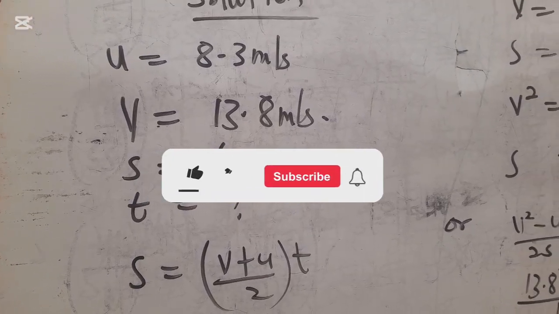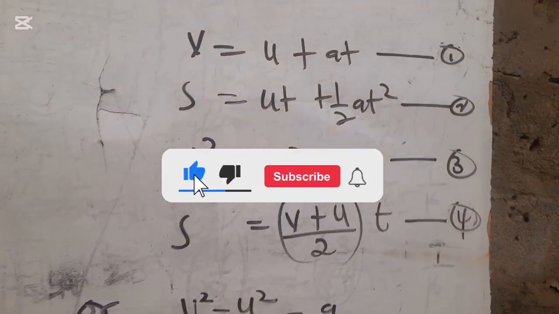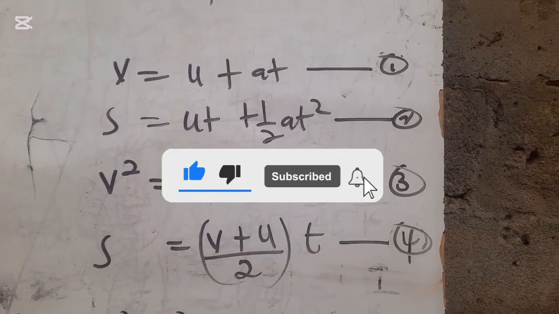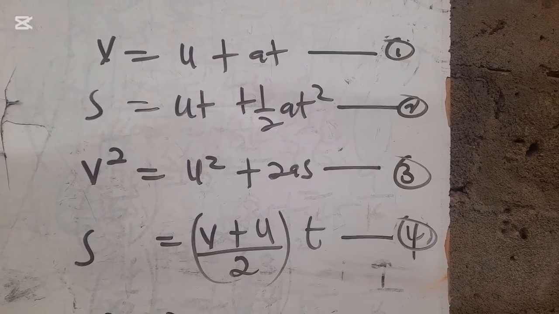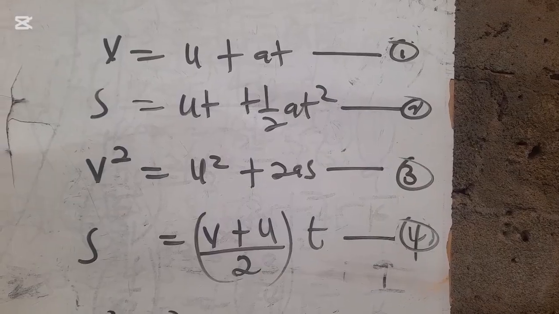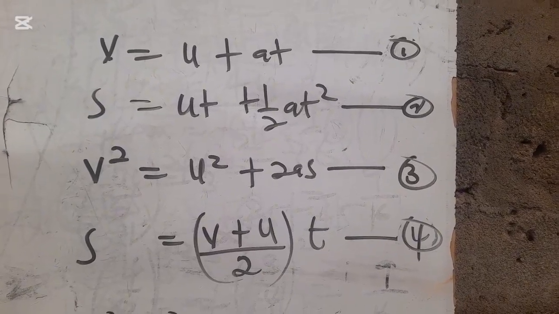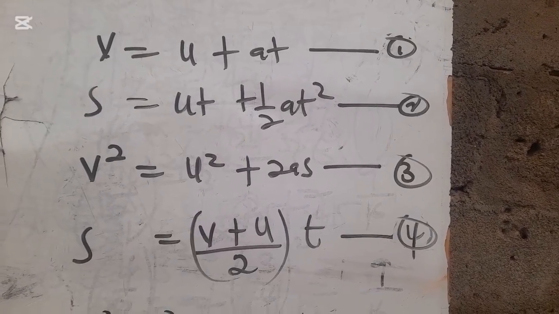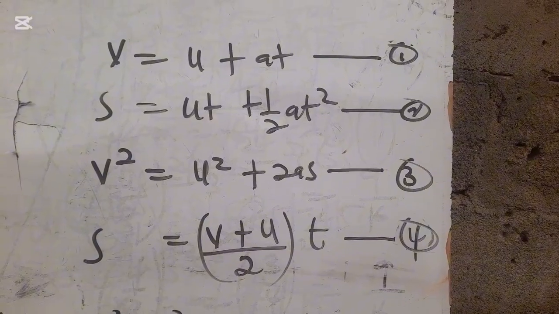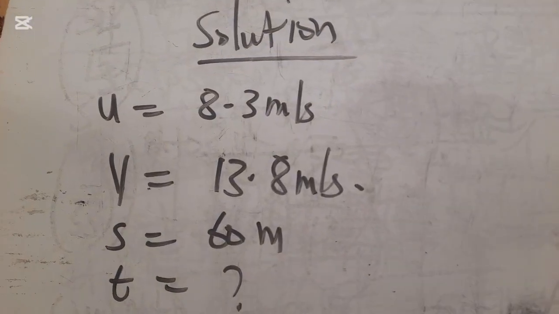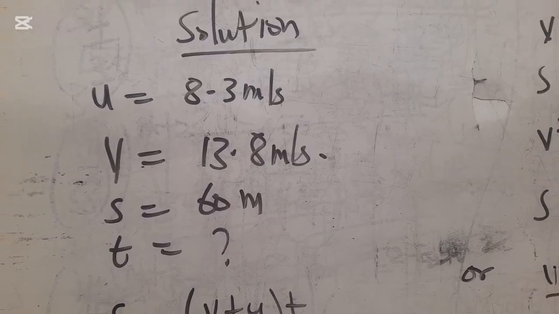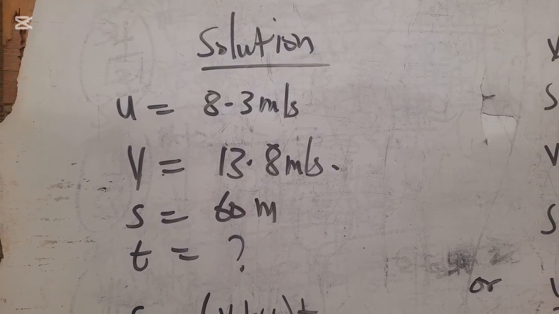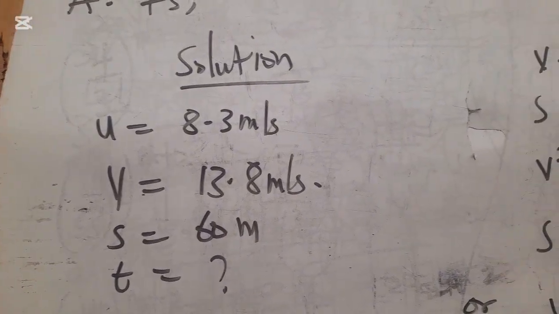looking for. In this type of problem, you are advised that you should know the equations of motion. These are the four main equations of motion. You should know them thoroughly. So as you see questions, write all of them down and check them against the parameters given in the question. Which of them is appropriate to be used?